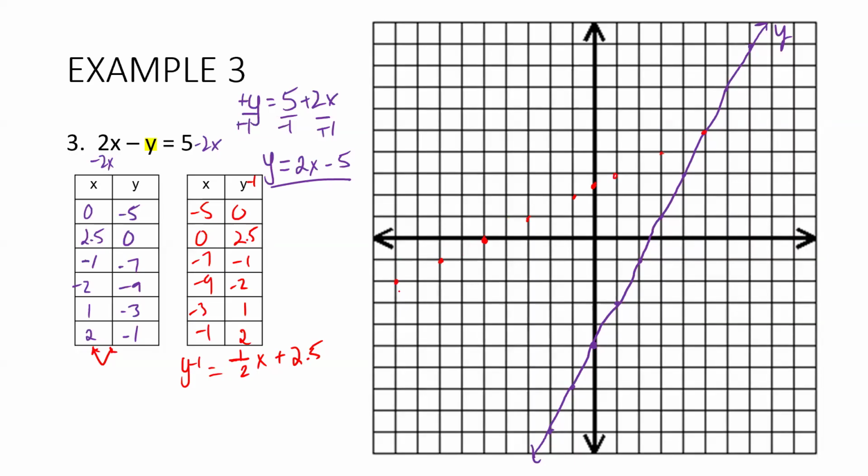Do you notice that my lines, I had to be quiet for a second so I could try and draw as straight as possible.